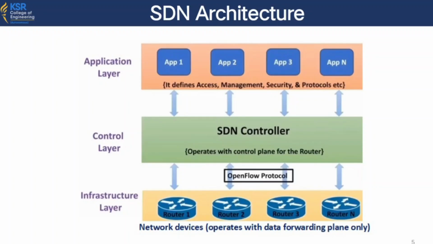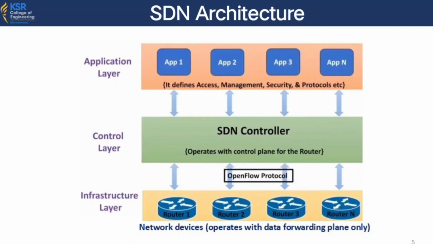In the second layer, there will be the SDN controller, that is the control layer. See, the job of the control layer is to provide routing. So this SDN controller does the task of the control plane, where it defines the routing of data for the router. The third layer is the application layer.